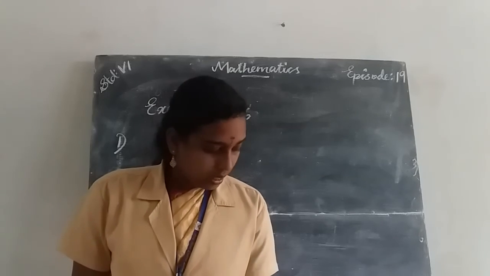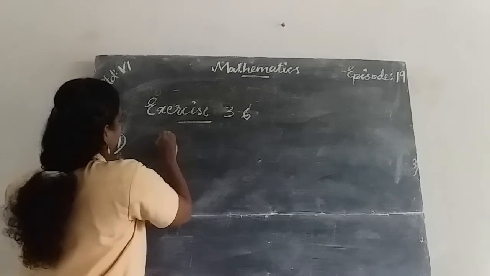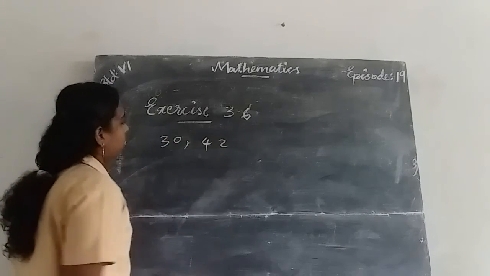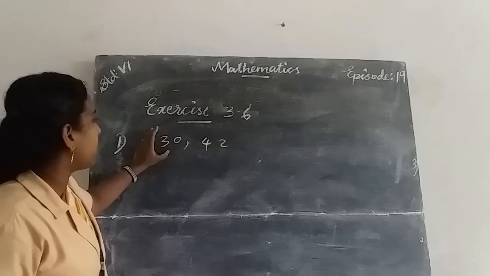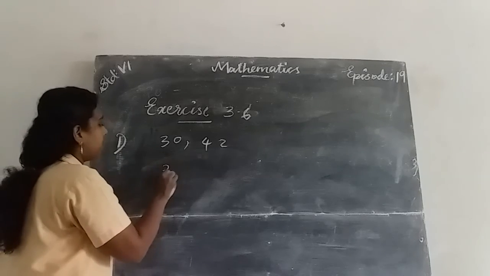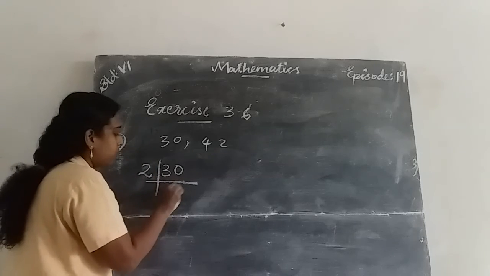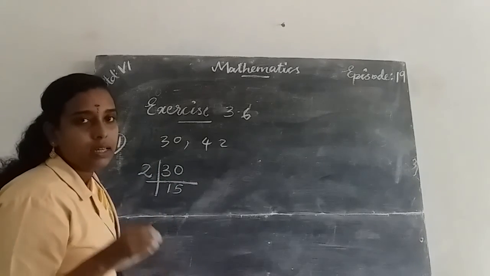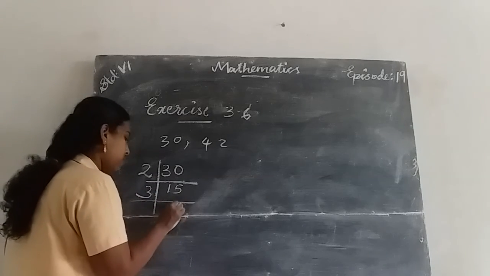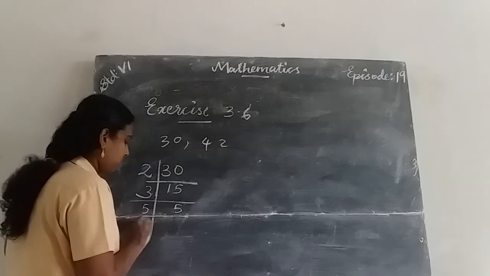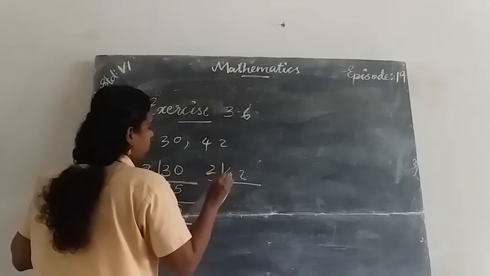Next question. Find the HCF of 30 and 42. So find the common factors by the division method. First find the factorization of 30. 30 is an even number, so it divides by 2. Then we get 15. 15 into 2 we get 30. Then 15 is divisible by the prime number 3. Then 5 3s are 15. Then 5 and 1. 42 is an even number, so 2 divides 42.